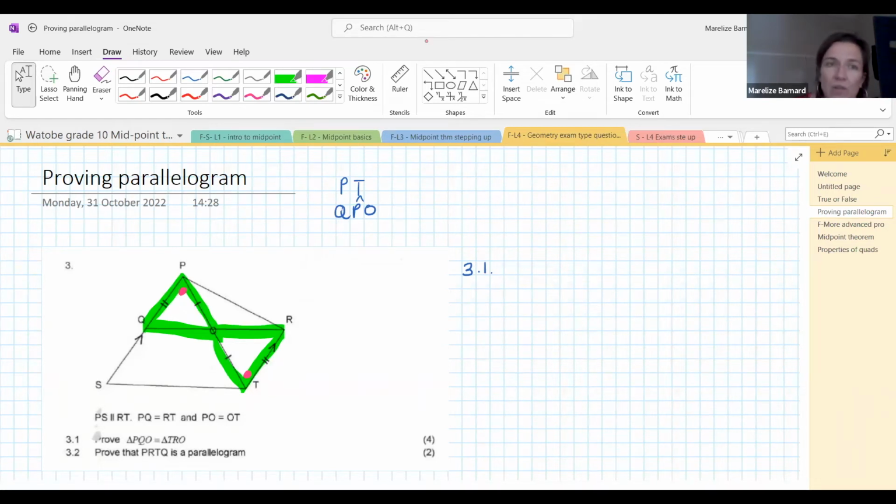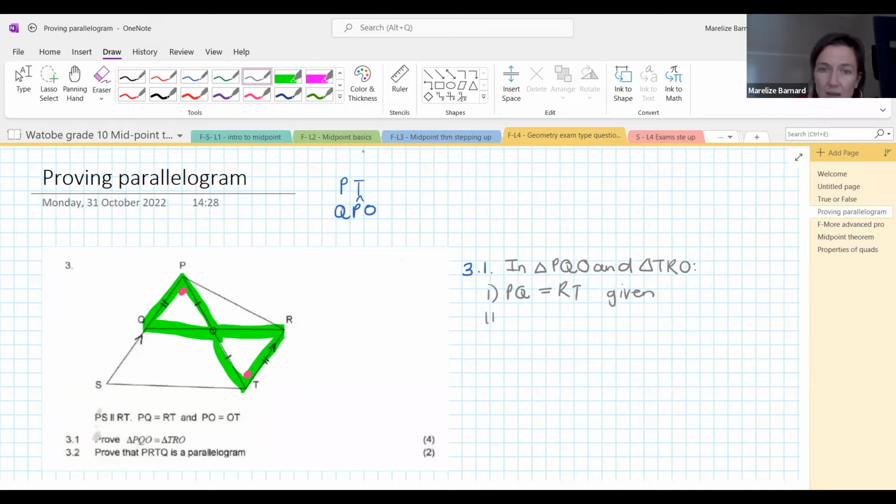Okay, and I think we've got enough to put our congruency proof together. So we're going to write in triangle PQO and triangle TRO we've got PQ equal to RT, that's given, like you guys said. And then PO equal to OT, that's also given.